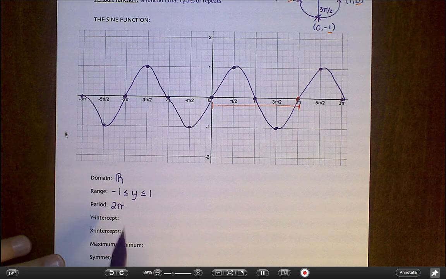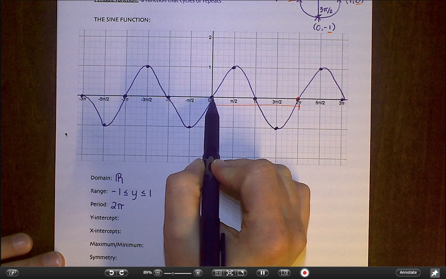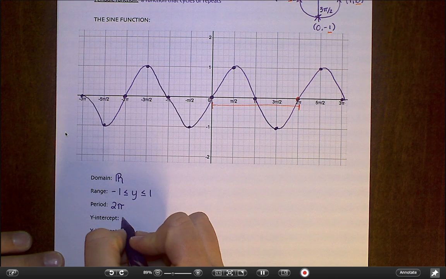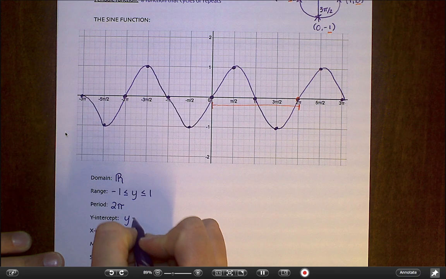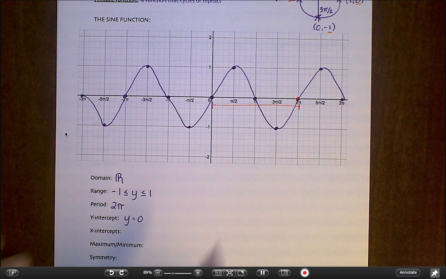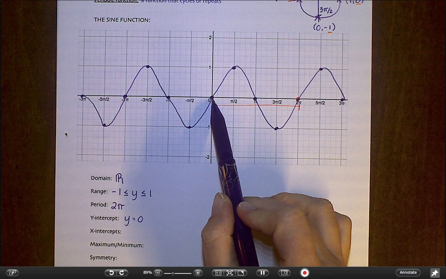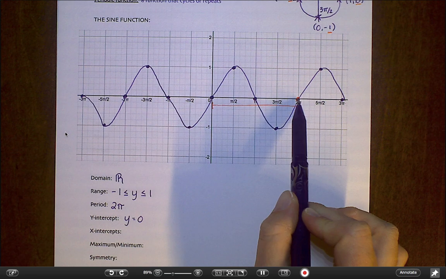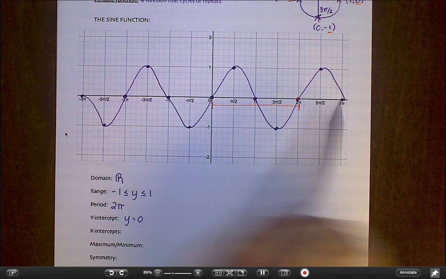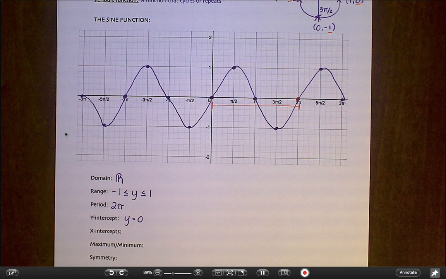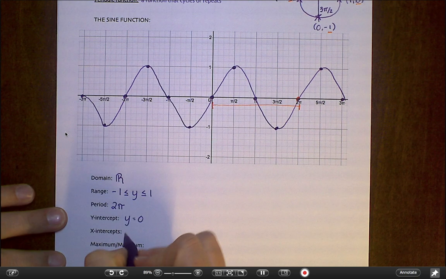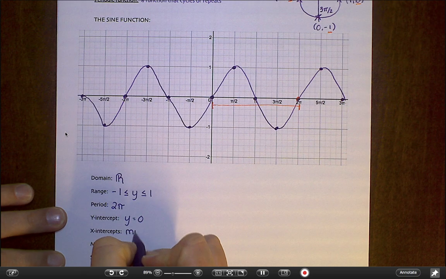Okay, the y-intercept here is located at 0 because the sine is 0 at 0. So the y-intercept is always at 0 for the sine function. Let's look at where our x-intercepts are located. So we have an x-intercept at 0, we have an x-intercept at pi, we have an x-intercept at 2 pi and 3 pi and -pi and -2 pi. So if you think back to when we were working with the unit circle, we had a name for all of those points. We called them the multiples of pi.